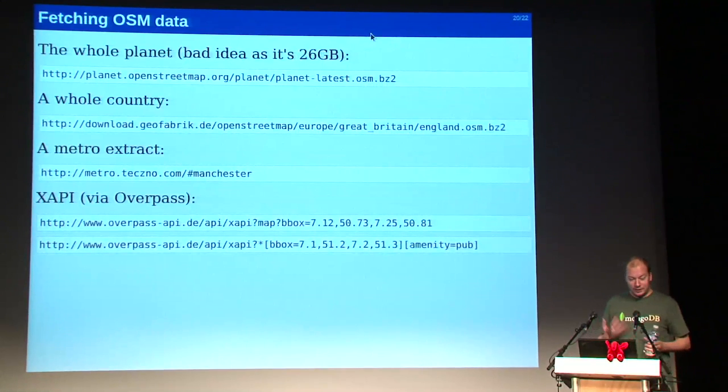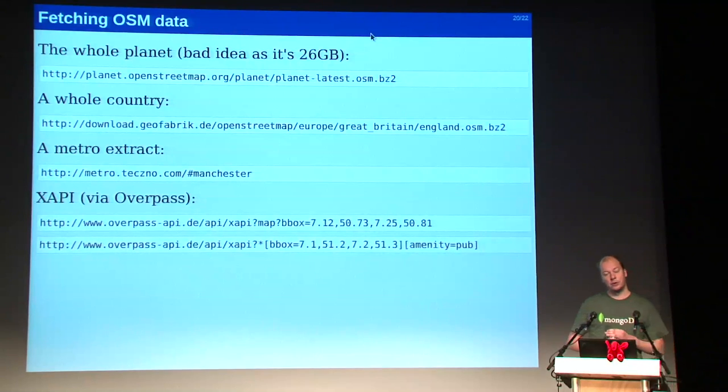All right, so let's have a look at how we get to the data. Well, first of all, you can download the whole planet. It's a bad idea as it's a 26 gigabyte compressed XML file. At the moment, it is actually a bit larger. I think it's up to 33 now. If you uncompress this, it's about 600, 700 gigabytes of file on disk. If you have that large a disk that is fast, by all means download it. I don't have the disk space for that, so I can't.